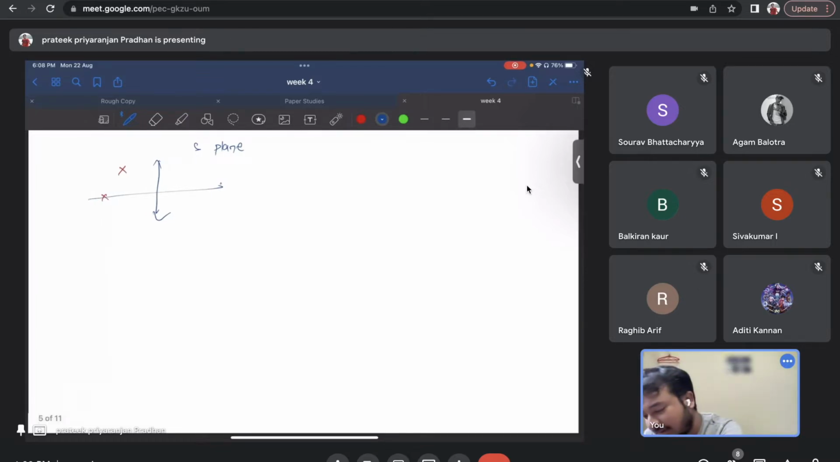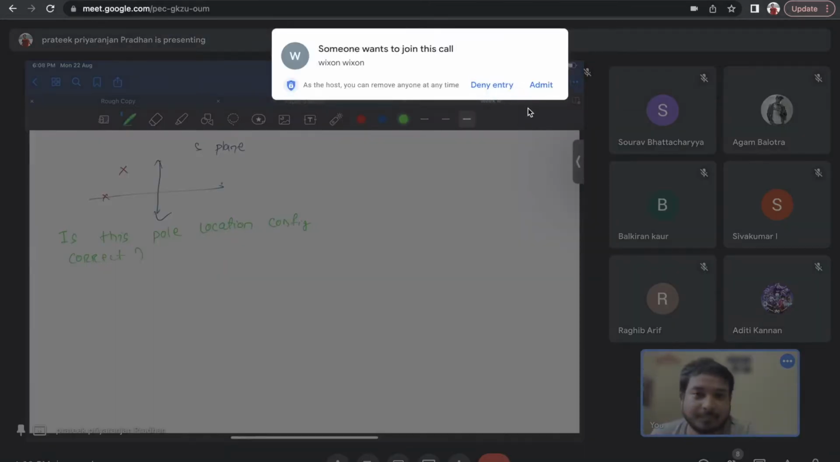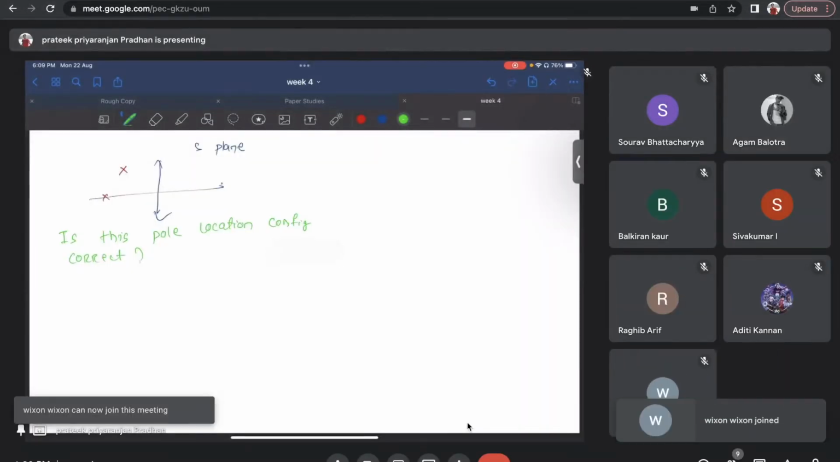My question is: is this pole location configuration correct? Okay, I won't take much time.